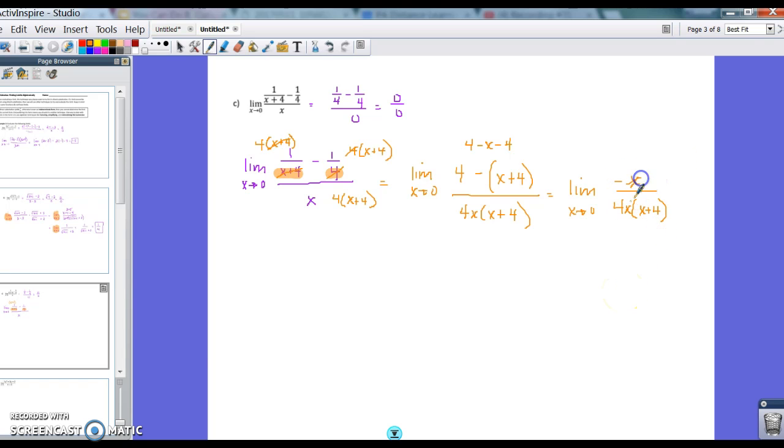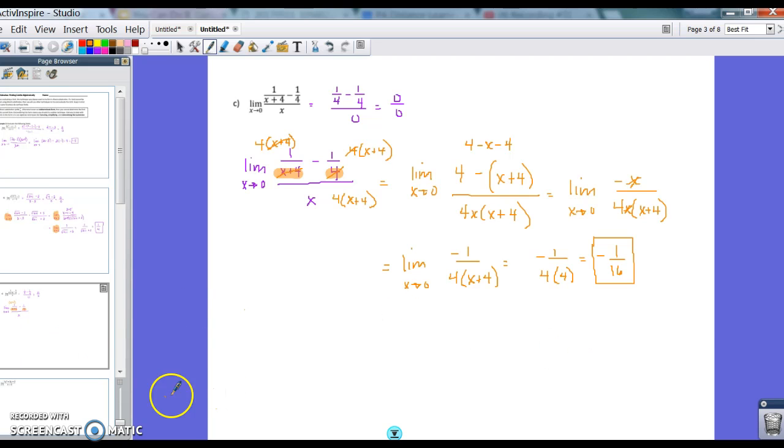Now from here I can cancel these x's, right? So this is really just algebra from this point on. And actually all of this was just algebra too. And that leaves me with negative 1 over 4 times x plus 4. Well, now if I go ahead and substitute 0 in, I end up with negative 1 over 4 times 4, which gives me negative 1/16. Okay, so that would be my answer there. So we did factoring, we did rationalizing, and we did simplifying.